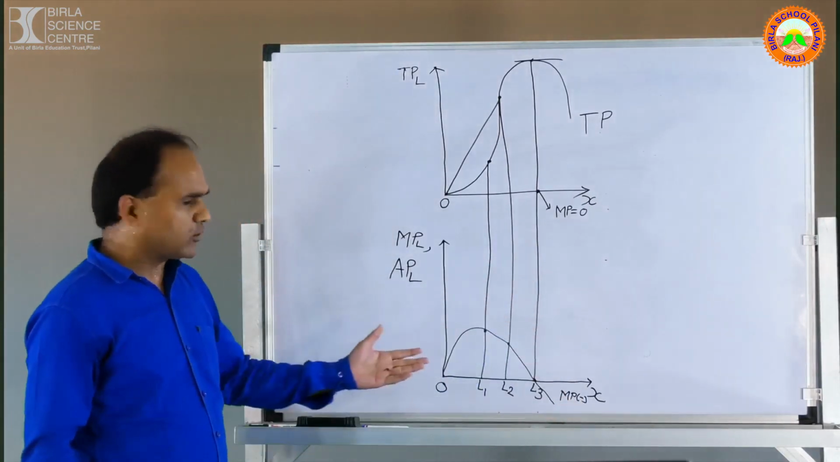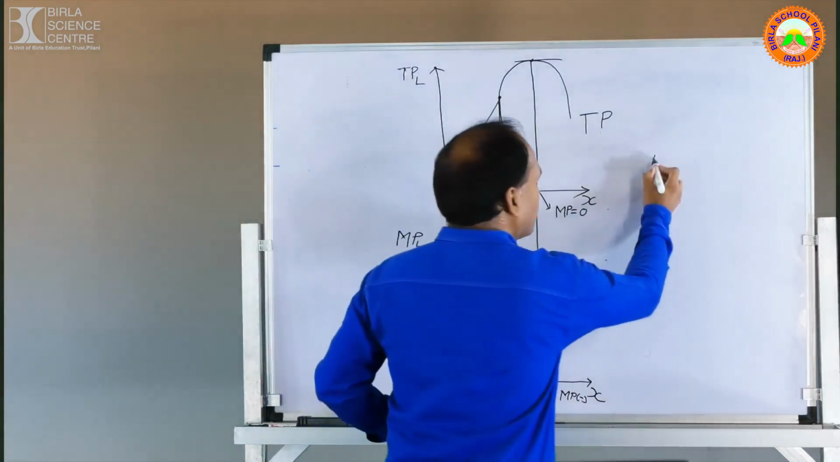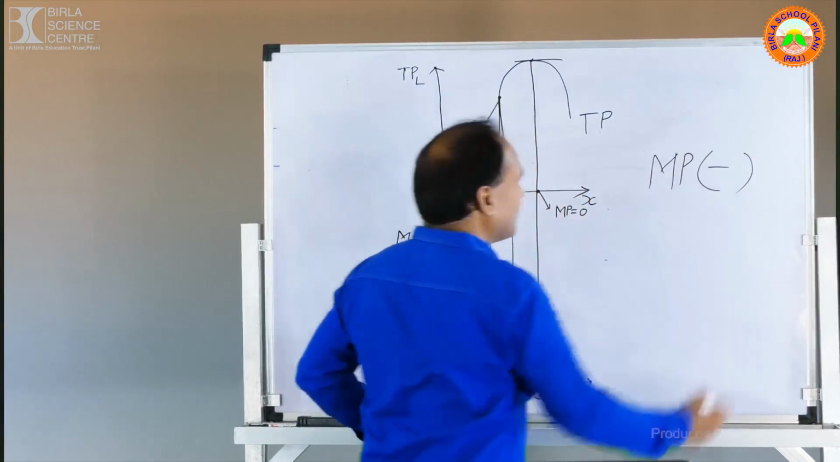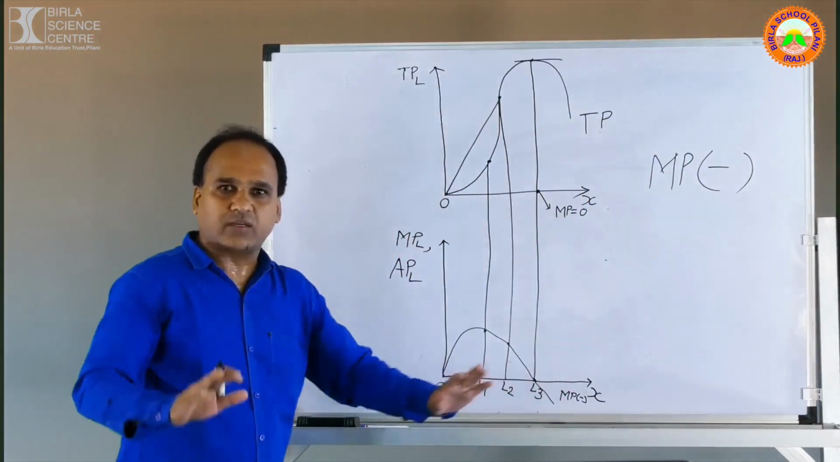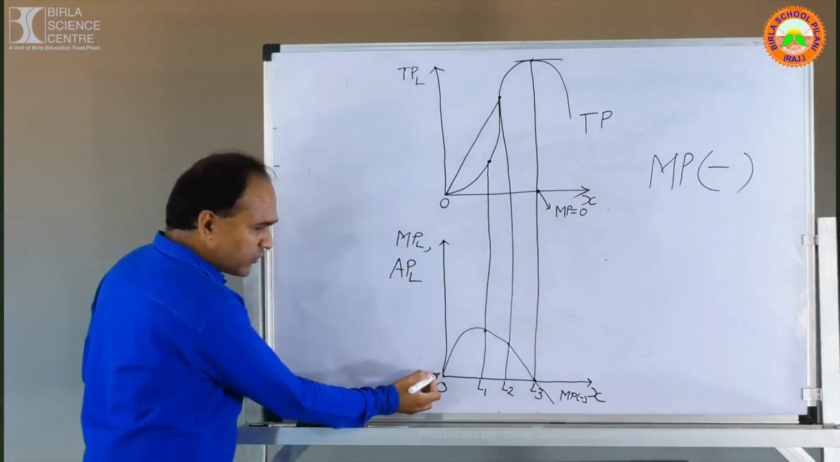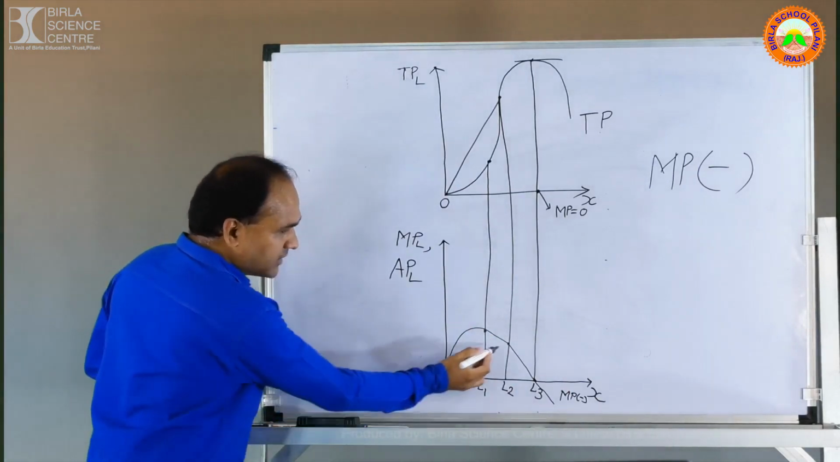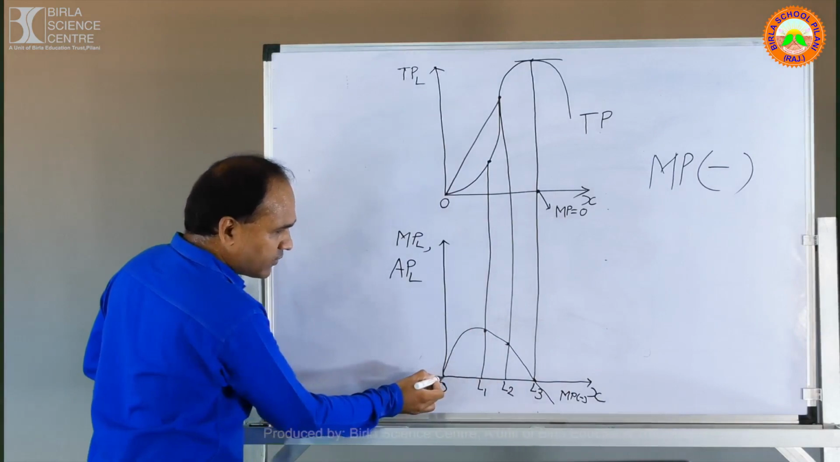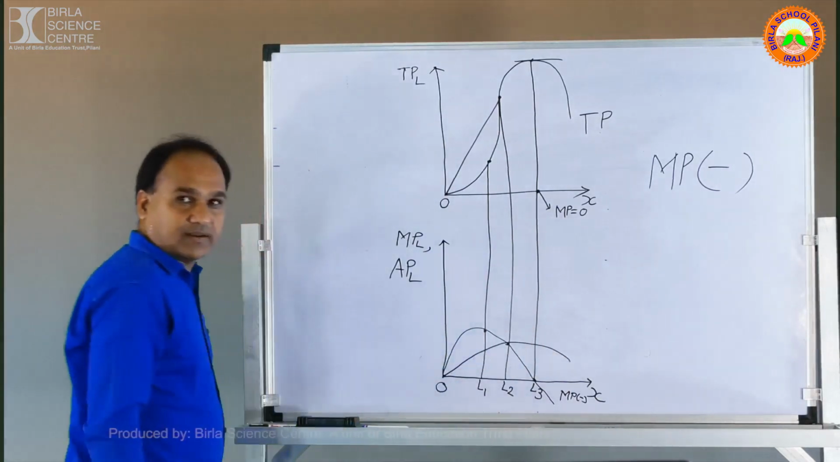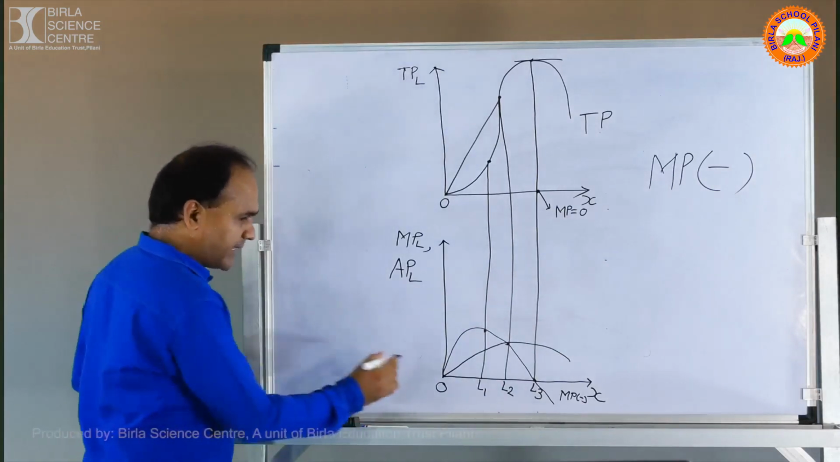If you are not able to see, I am writing here. Don't worry, I am having enough space. Write here MP negative just below L3. Don't worry. Okay? MP what? Negative. Got? Next. From here again you do one thing. This is the second point. Okay? From here you join it again. So this comes here.